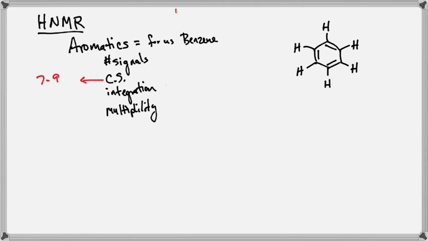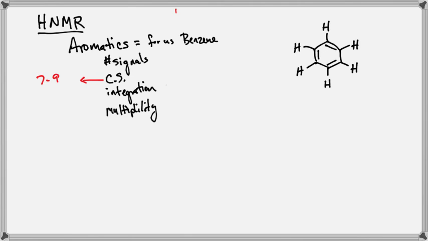And I would even take it away from easy. It's just straight up boring. How many signals do you see? 1. That's it. You can't get an integration from that. Your integration is going to be 1 because there's nothing to compare to. You're not going to get any splitting.